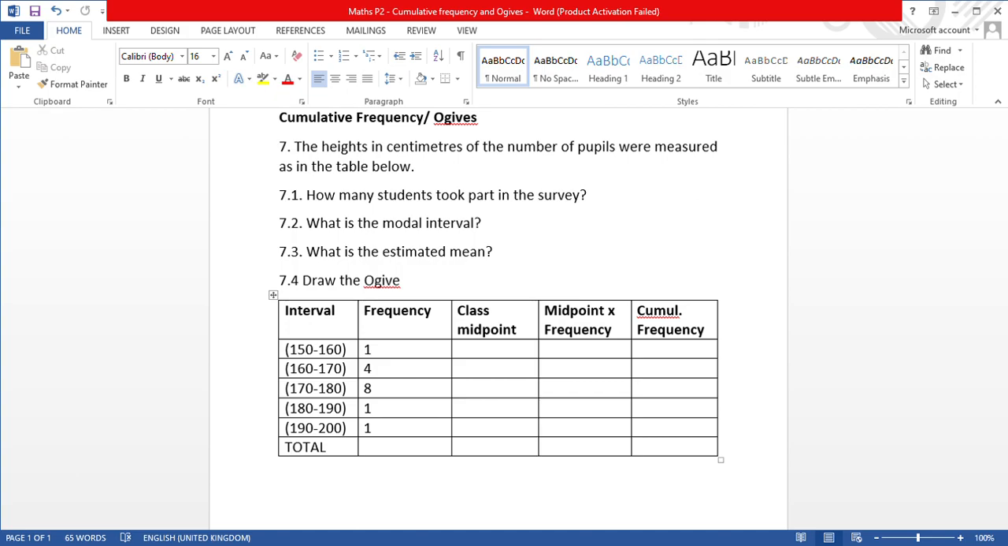Today we'll be discussing Ogives. I'll show you how to plot the Ogive curve. So let's start with today's lesson.